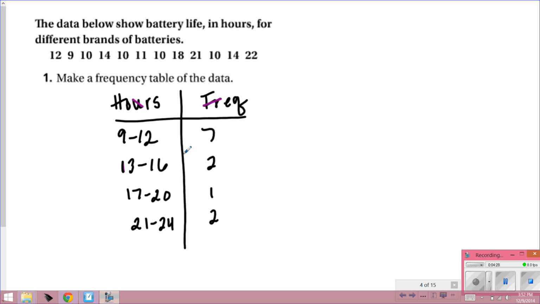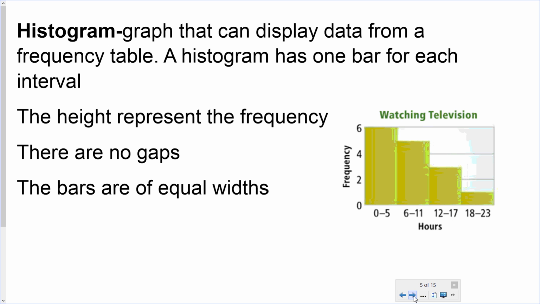So for mine, it may look a little different than yours. I went from 9 to 12. So 9, 10, 11, 12, 13, 14, 15, 16. So I went by 4s, and I have 4 groups, and there's no overlap. So that's what you want to look for in yours, to make sure there's no overlap, and each goes by the same amount. So I'm going to take this and then use this when we make a histogram.